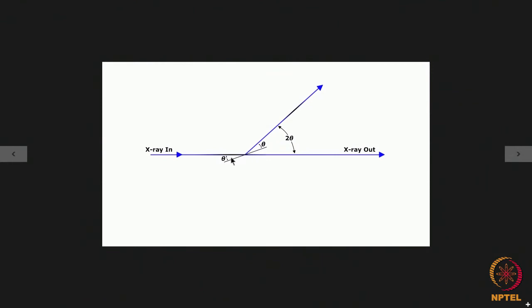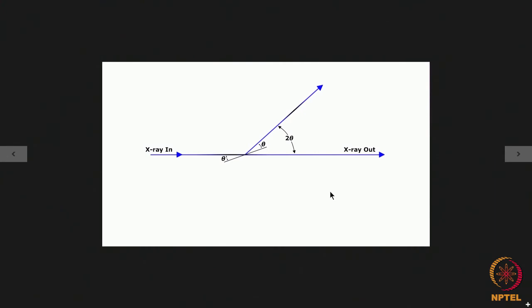Say for example, this is a particular case. Say this is an HKL plane which has an angle of incidence theta with respect to the incident X-radiation. If the X-ray follows Bragg's law, it will be diffracted in this direction. This is the angle 2 theta between the direction of incidence and the direction of diffraction. Now, in another crystal, the same HKL plane may be lying in this fashion. And what will happen? After diffraction, it will come out in this direction.